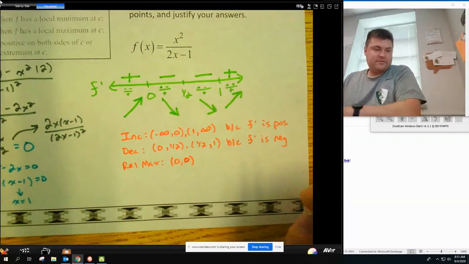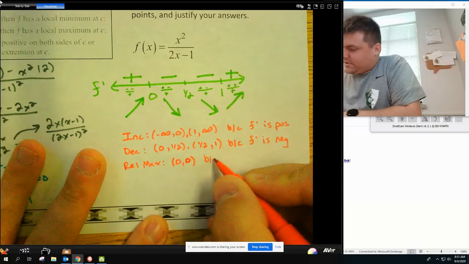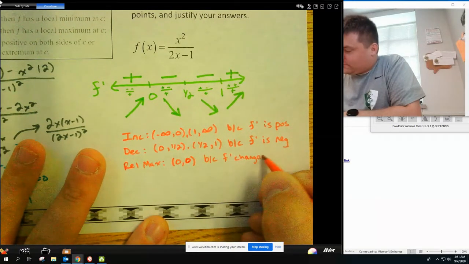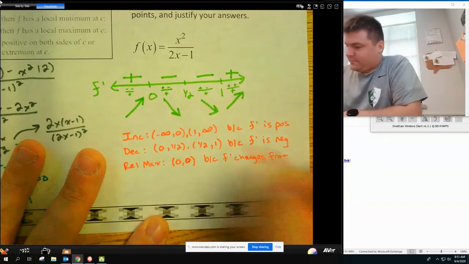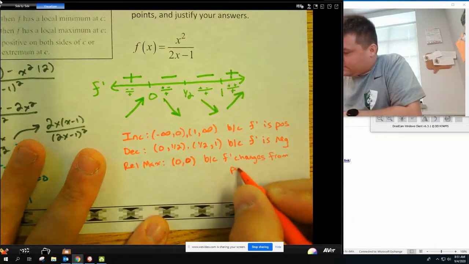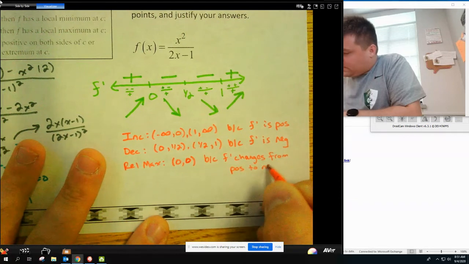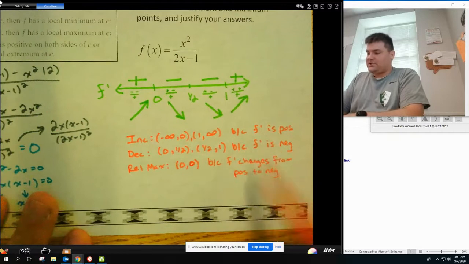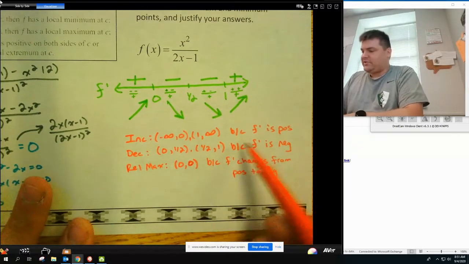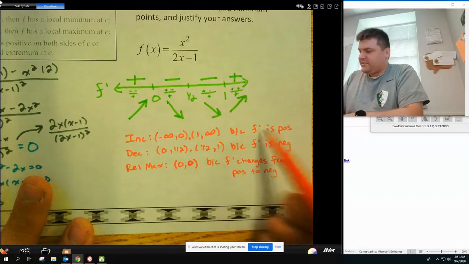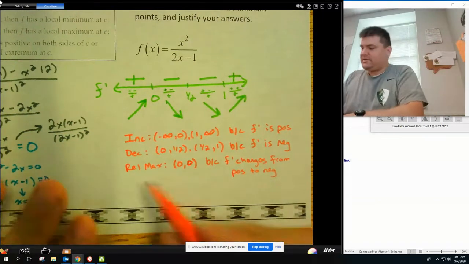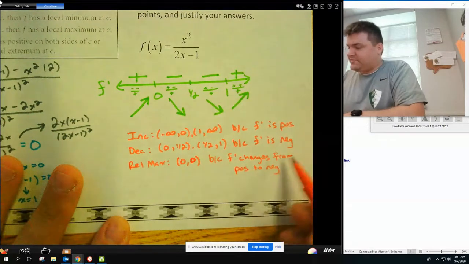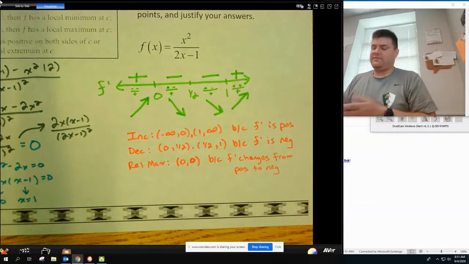Why is that? Because f prime changes from positive to negative. All you're doing is just reading off your chart, and this is all the justification you need. If you notice, justification is because f prime is positive. That's it for the increasing. F prime is negative. That's it. No sentences here. F prime changes from positive to negative, and that's good enough. That's what we need.